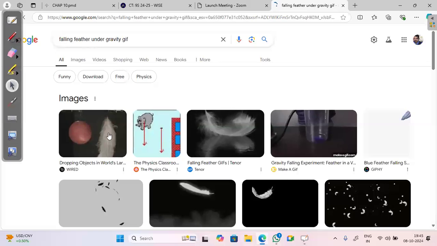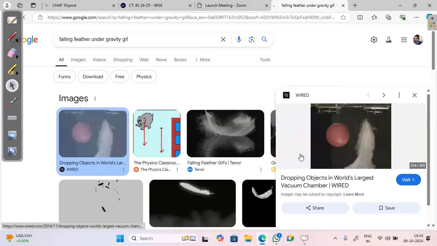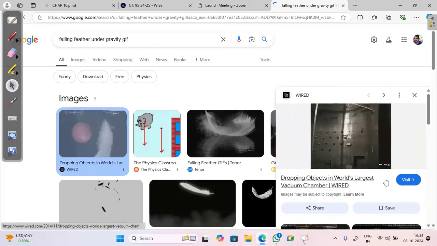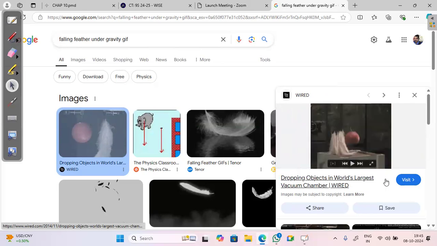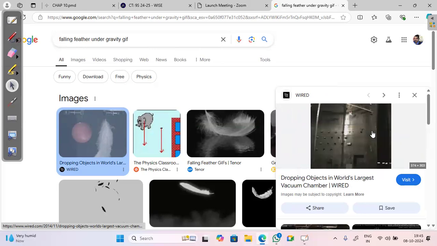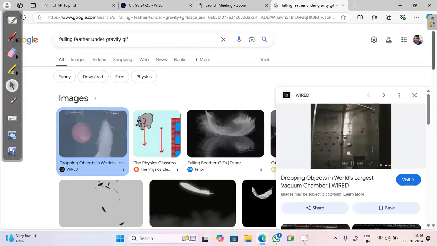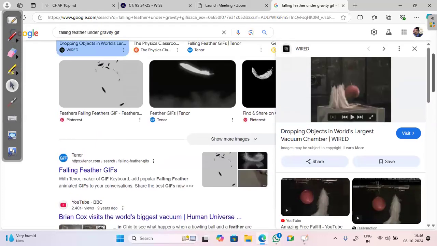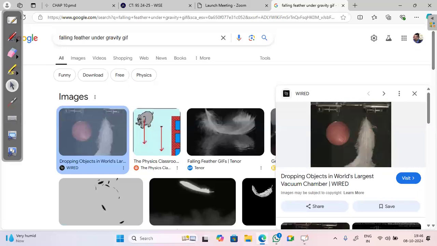Yeah, this one is the video of, I think, a dropping of a feather and a ball. So this experiment has been performed in a vacuum or airtight container where there is no air. All the air has been removed from it. You can see that when they are released at the same time, they drop at the same time. They reach the surface at the same time. So this experiment proves that acceleration due to gravity acts the same on all objects.